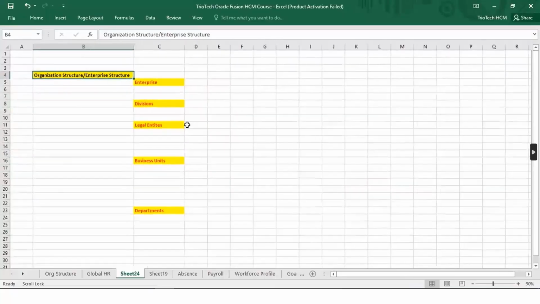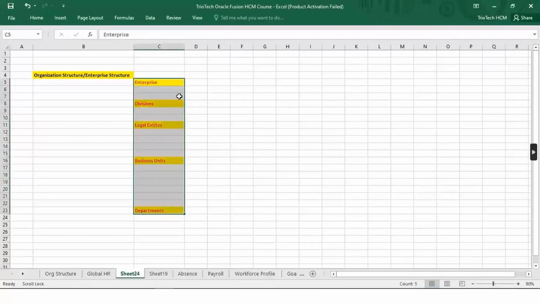What we have, team? We have enterprise at the top, followed by divisions. Under divisions, we have legal entities. Under legal entities, we have business units. Under business units, we have something called departments in the system. Now let us understand. What is meant by enterprise? How many enterprises can we create in the system? Then what are divisions, legal entities, business units or departments?